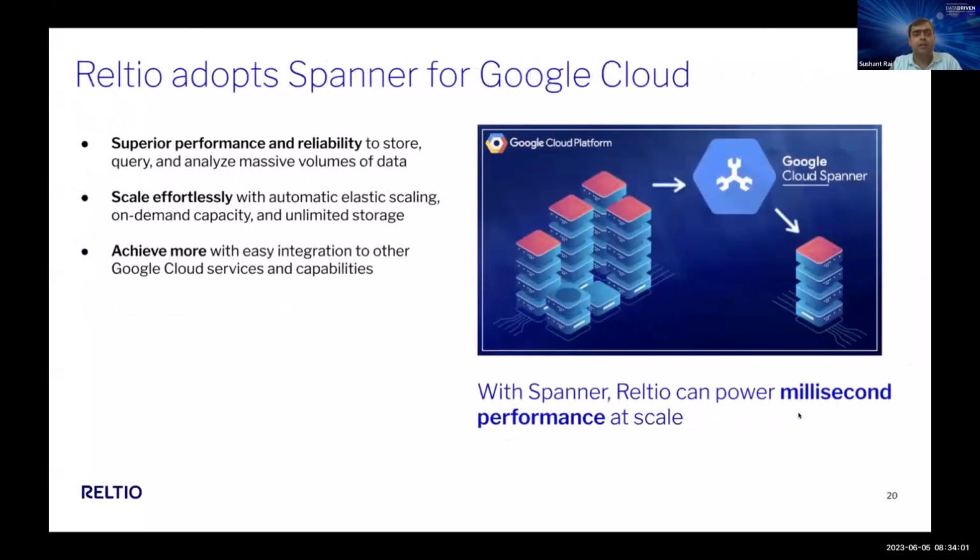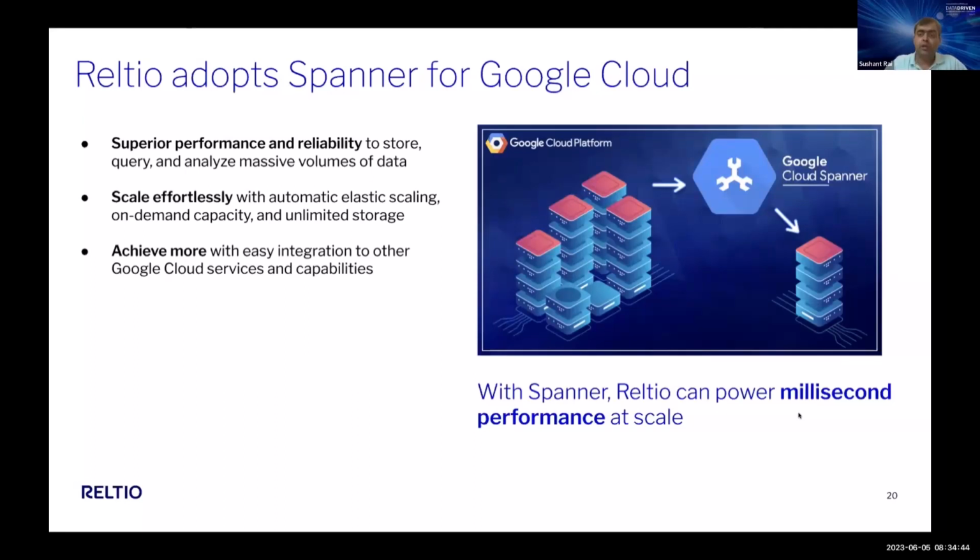Another key investment that's going on for some time, as you know, is improving performance by associating more closely with our cloud providers when it comes to our primary database. If you remember, last year we moved our primary databases from Cassandra to DynamoDB for all customers who are deployed on AWS. But for now, for all customers on GCP, we are doing a similar exercise and moving our primary database to Spanner. With Spanner, customers will get superior performance and reliability, automated elastic scaling and on-demand capacities, and much easier integration with other Google Cloud services.